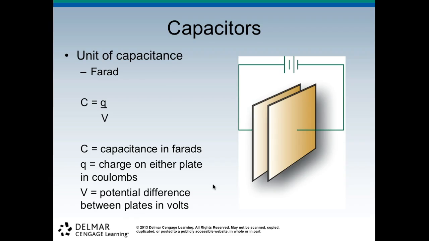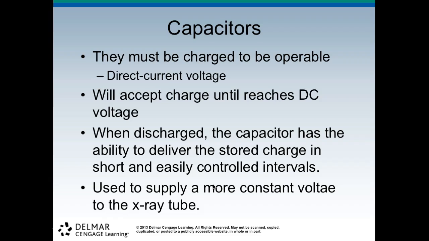So the unit of capacity is the farad. And the equation is C equals Q over V. So C is the capacitance in farads, Q is the charge on either plate in coulombs, and V is the potential difference between the plates in volts.